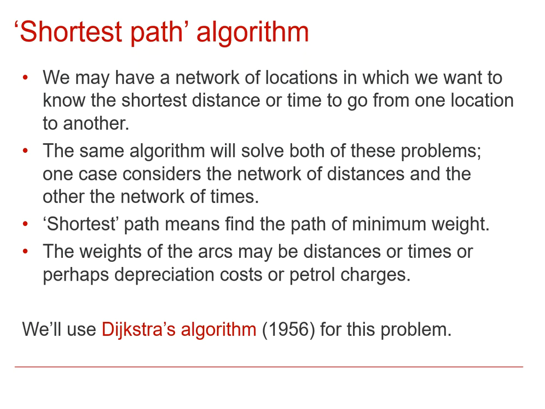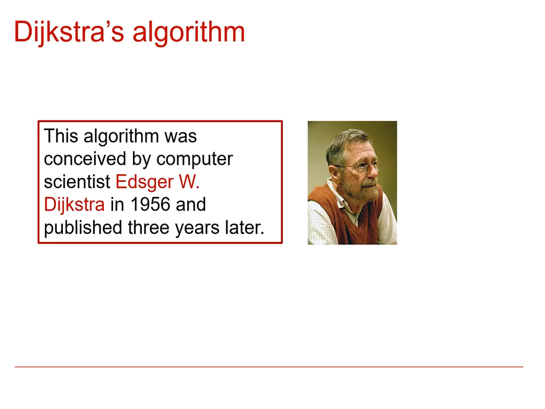The algorithm that we're going to use is called Dijkstra's algorithm. It was developed in 1956, published 3 years later, and this is the algorithm that we're going to be using in this course in order to find the shortest distance between 2 points on a network.